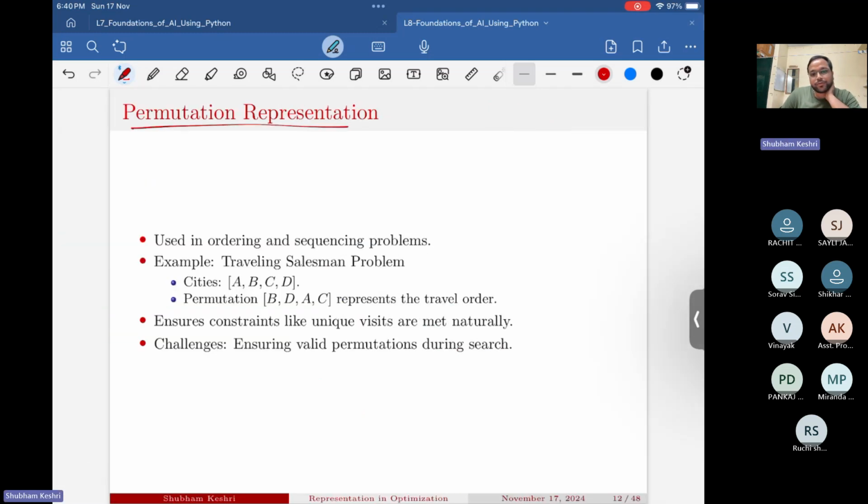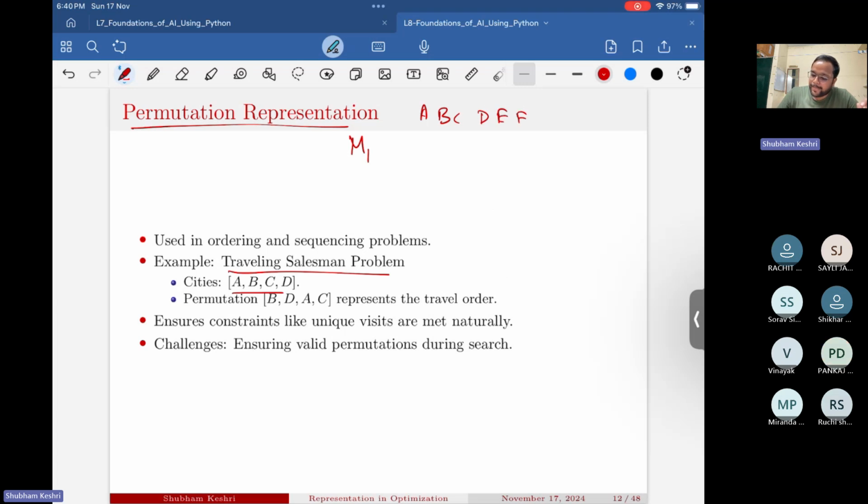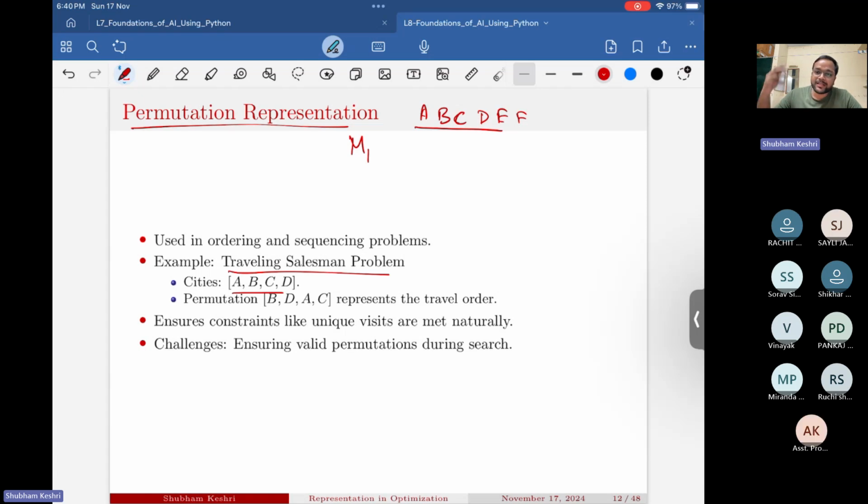Permutation representation. For the traveling salesman problem, whenever we were writing a solution, we were representing it as a permutation of cities, right? So that is a permutation representation. Whenever you are trying to write a sequence, suppose you have some jobs. You have a machine one, and you have some jobs A, B, C, D, E and F. Now what you are trying to do is process all the jobs in the machine, and each job has some due date.